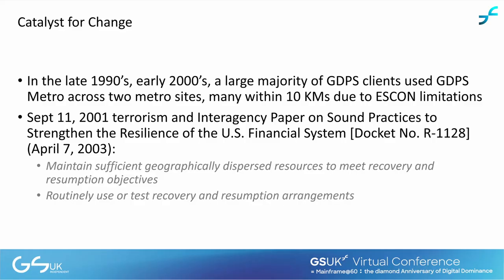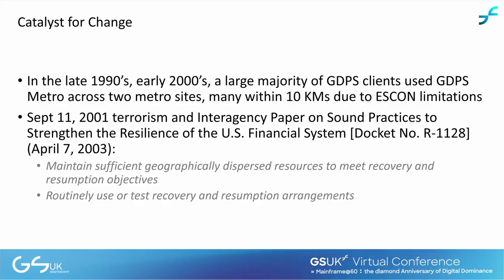In a nutshell, this just means we need to have a more geographically dispersed solution. This solution should go further than what we have for Metro Mirror. It should go further than what we have for Global Mirror. And not only that, we need to be able to prove that in the event that we have to declare a disaster, we're able to bring up operations in our recovery site and maintain work over there.